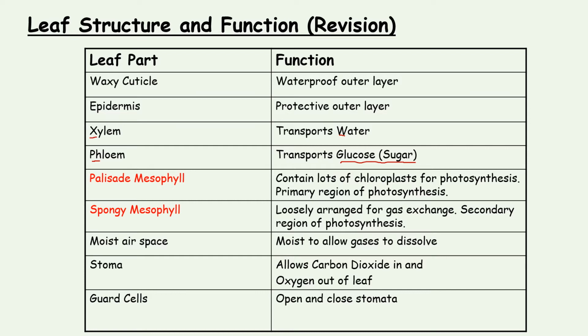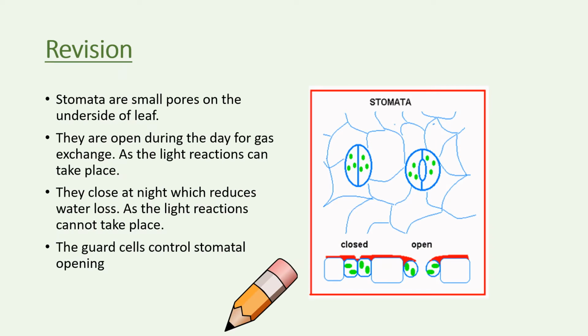If not, then you need to go back and watch plant transport. We also looked at the stomata in plant transport. So stomata are the small pores on the bottom of the leaf. There are some on the top, but most of them are found on the bottom of the leaf. They are open during the day for gas exchange, so they allow carbon dioxide in and oxygen out. We need carbon dioxide for photosynthesis, so that is why they're important.